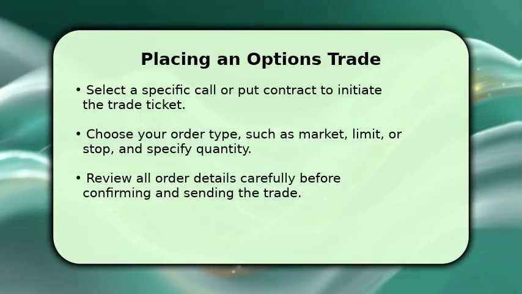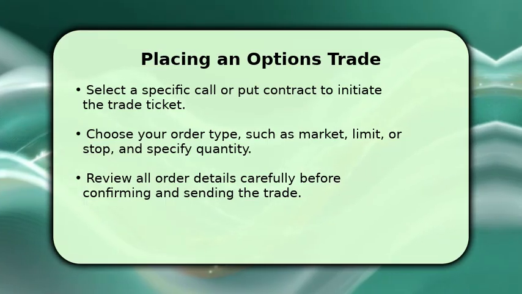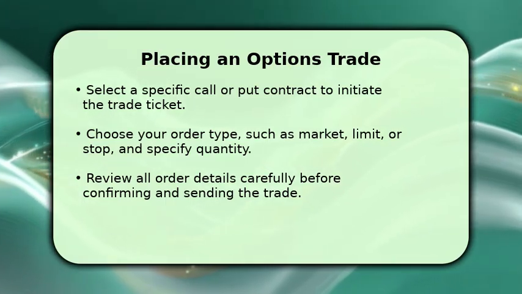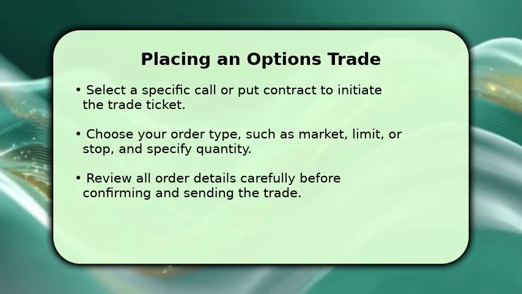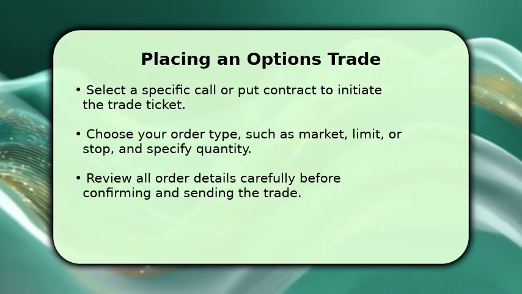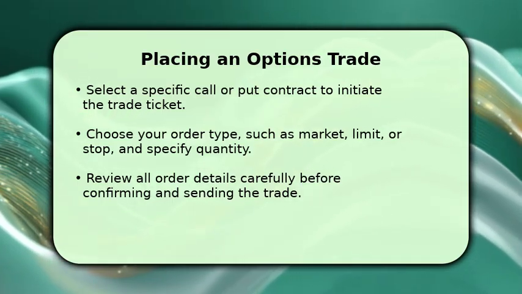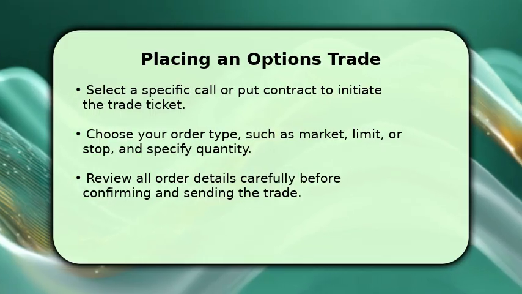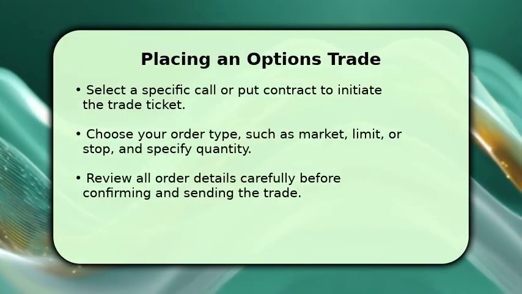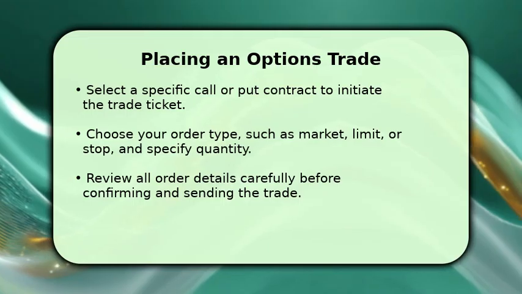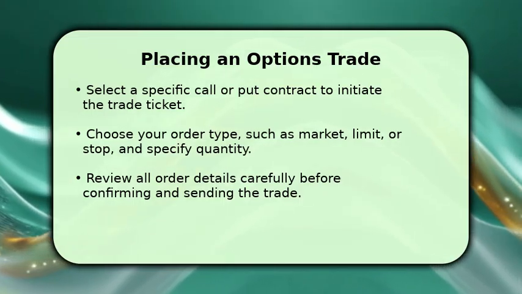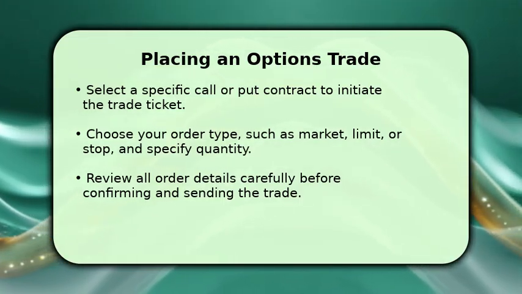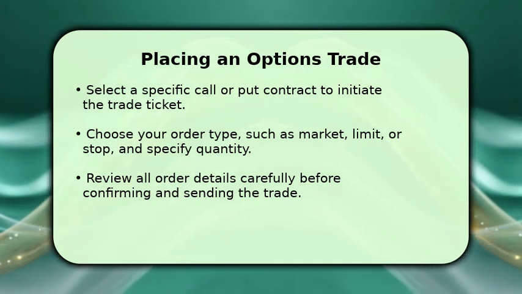Tap on the specific call or put option you wish to trade, which will open the order ticket. Here, you'll select your desired order type, whether it's a market order for immediate execution, a limit order for a specific price, or a stop order. Specify the quantity of contracts you intend to trade. Always take a moment to thoroughly review all order details before confirming and sending your trade.